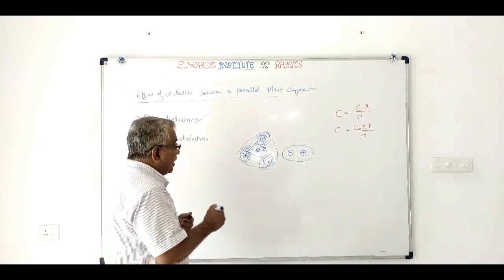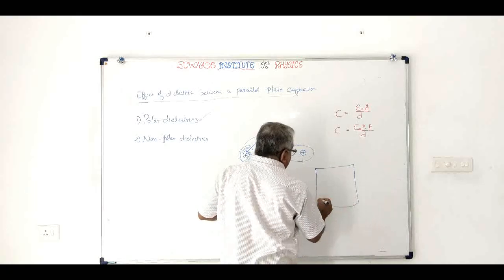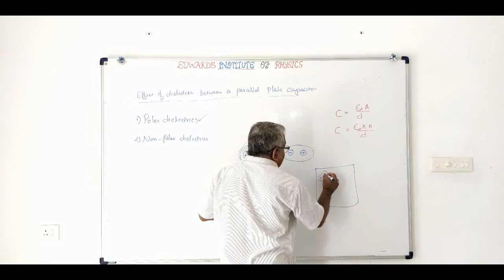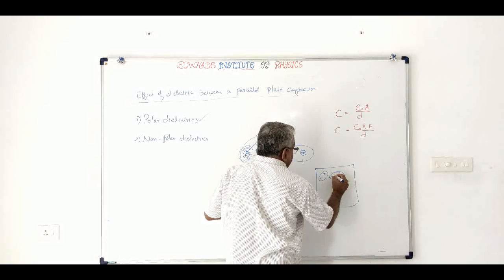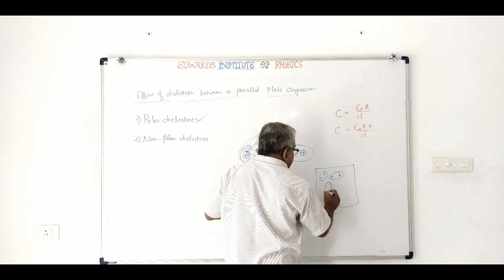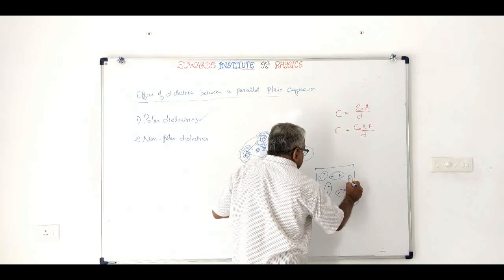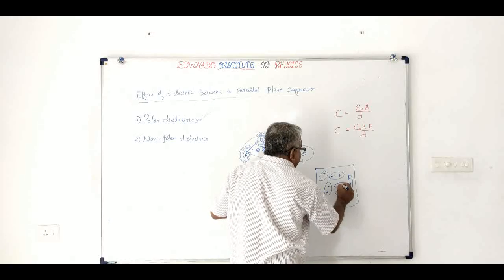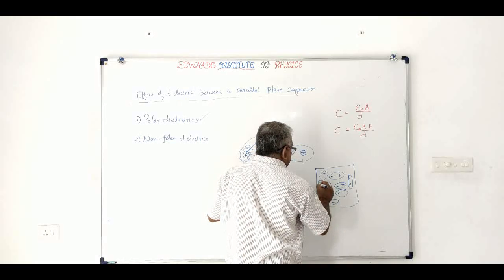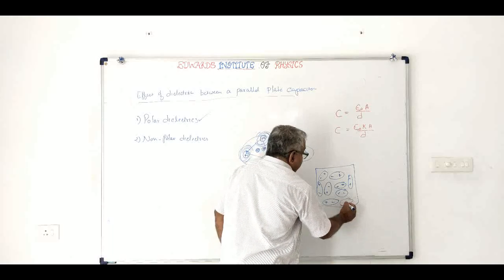If you take a polar dielectric, the molecules will be distributed like this, in a random manner. This may be plus minus, maybe plus minus, this may be minus plus, like that. In a random manner it will be distributed.